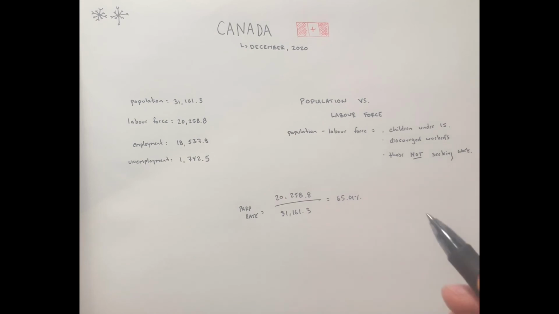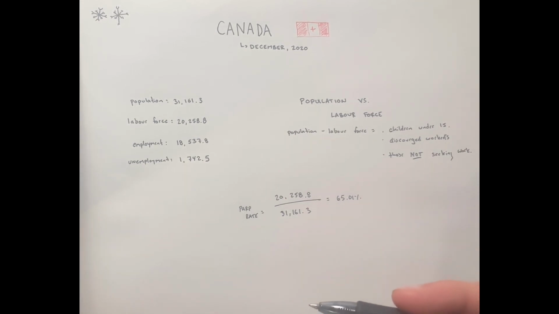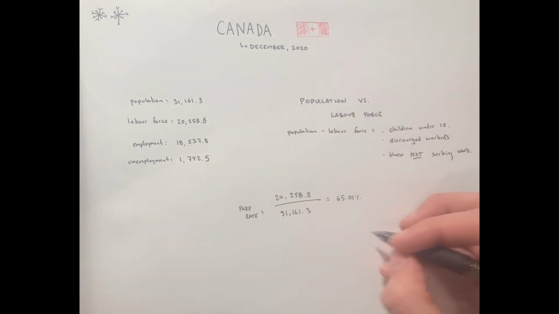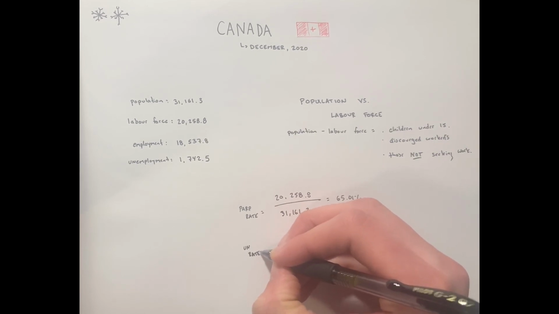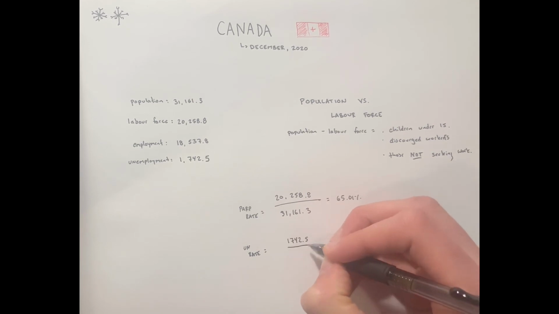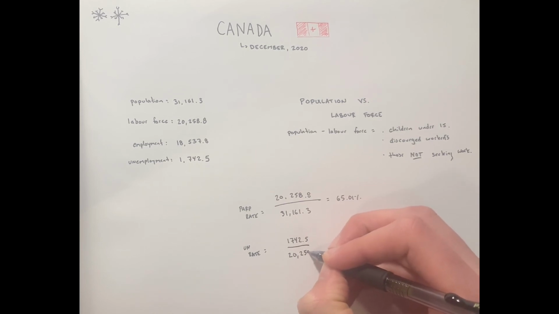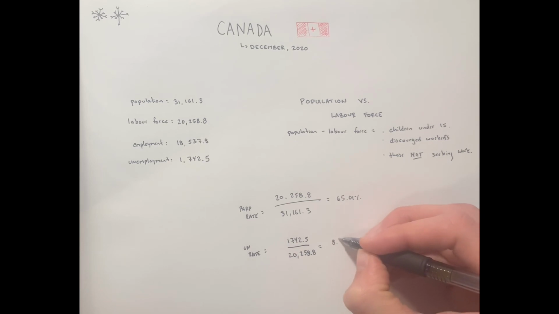That's that of the population that is producing the labor force. And then now we can measure the unemployment rate, which is just the unemployed divided by the labor force. So unemployment rate, that's just going to be equal to 1,742.5 over 20,258.8. So that's going to give us an answer of 8.6%.